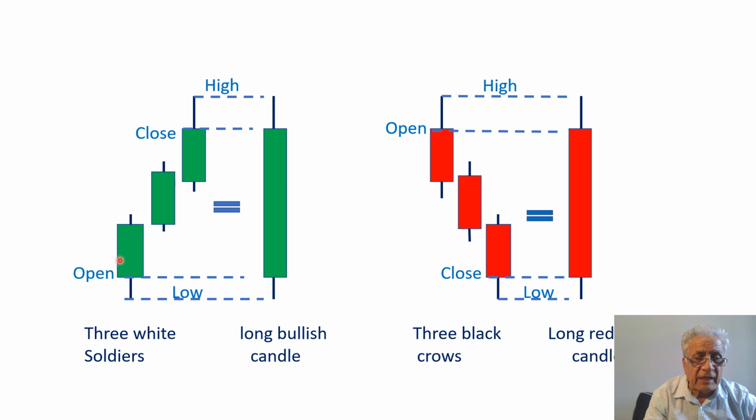Now, if each candle is in 1 hour time frame, then the long bullish candle has a 3 hours time frame. And the same thing for this one. If each candle is in 1 hour time frame, then this candle will be in 3 hours time frame.